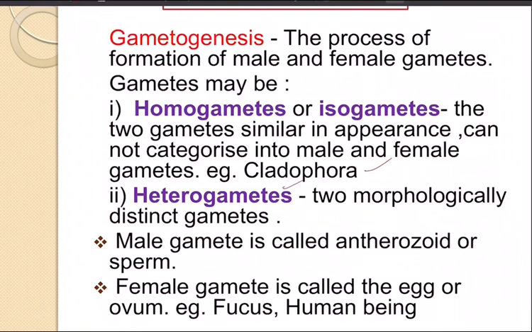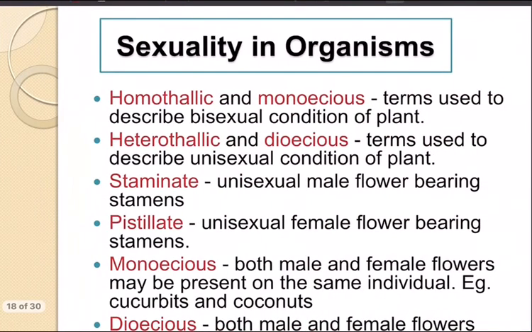On the other hand, if we are able to morphologically distinguish the male gamete from the female gamete, then we say heterogametes. That means physiologically, morphologically, they are different. So the male gamete with its typical morphological characters is called antherozoid or sperm, and the female gamete is called the egg or ovum. Normally we use the word ovum. Example, fucus, and of course human beings.